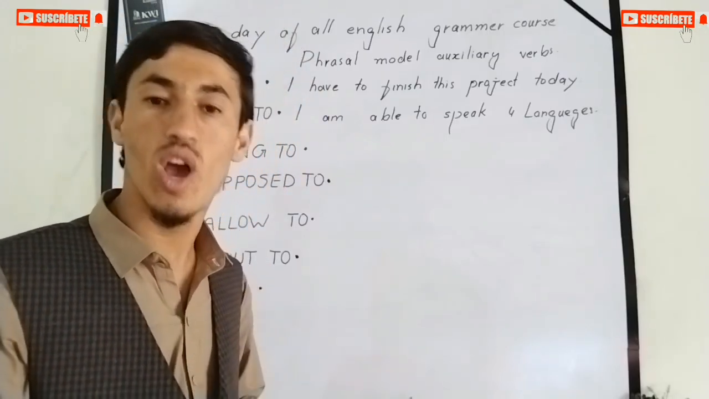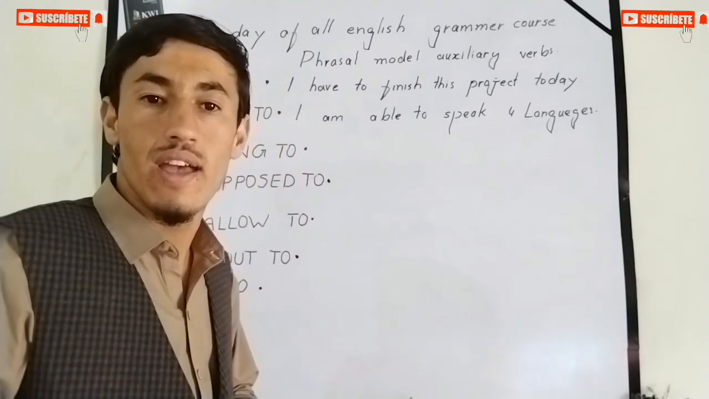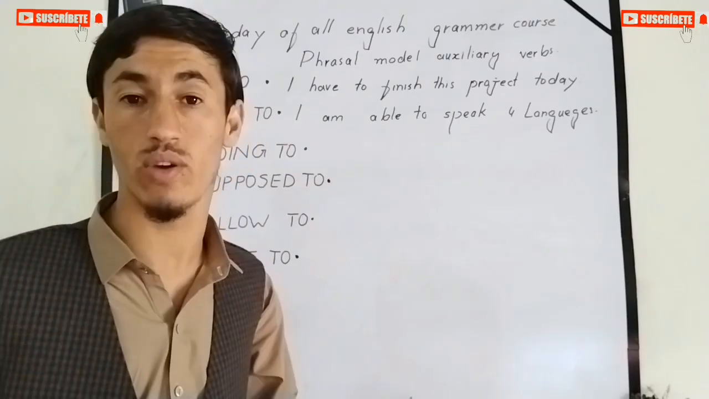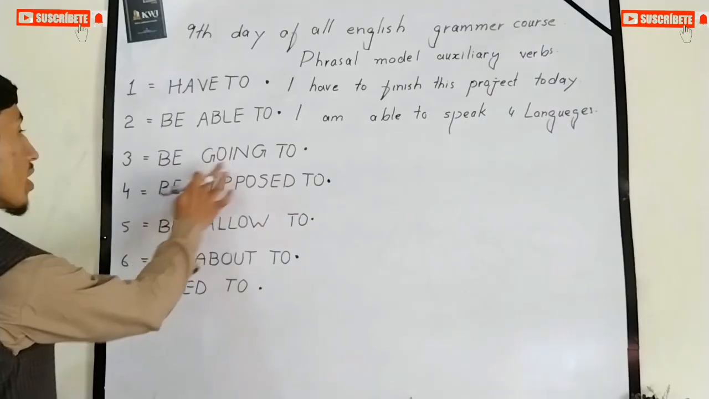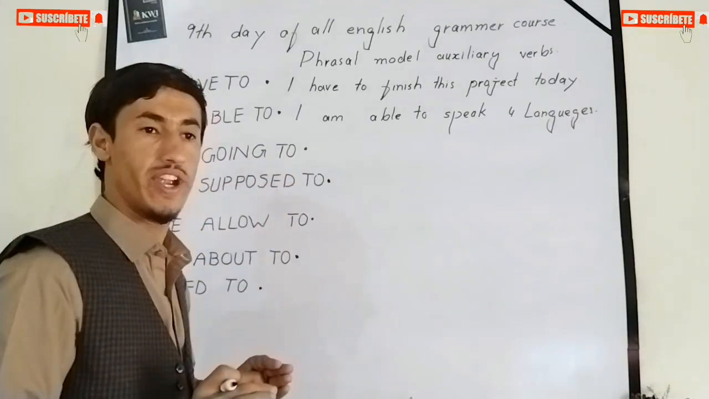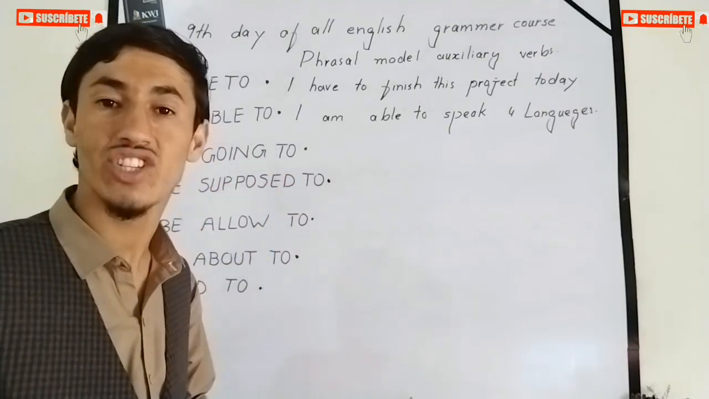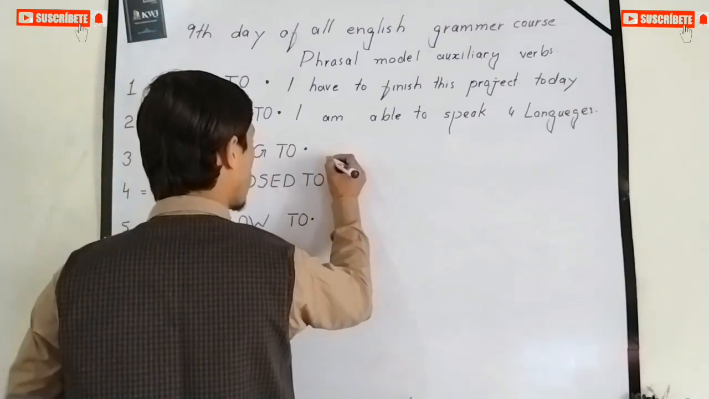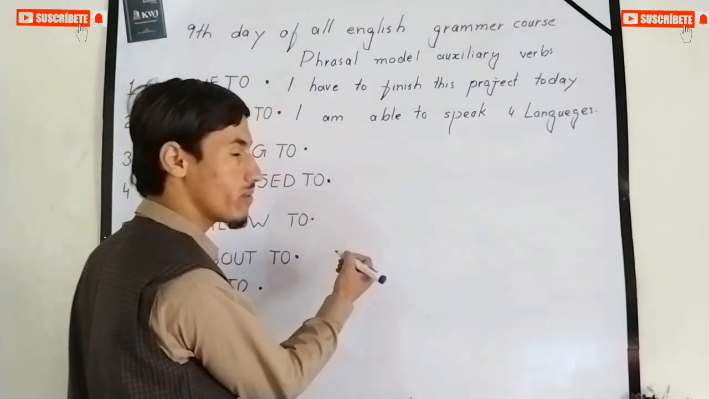It means is, am, are, was, were, be, been. Got it? They are included in be. Be is a hub of these helping verbs. Got it? So be going to we use for future plan and intention. Got it? Now let me make a sentence on be going to phrasal modal auxiliary verb.